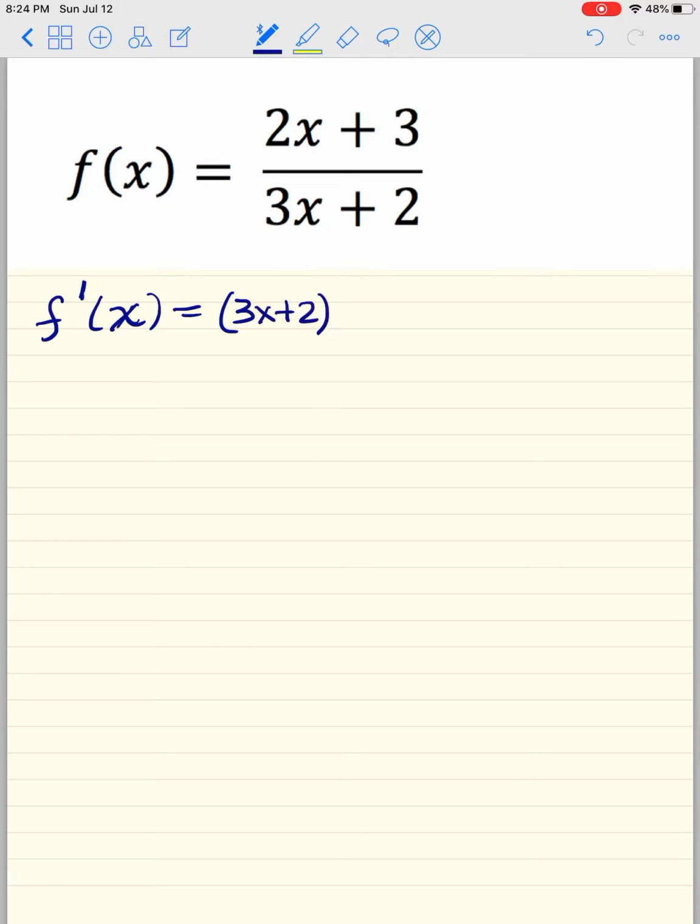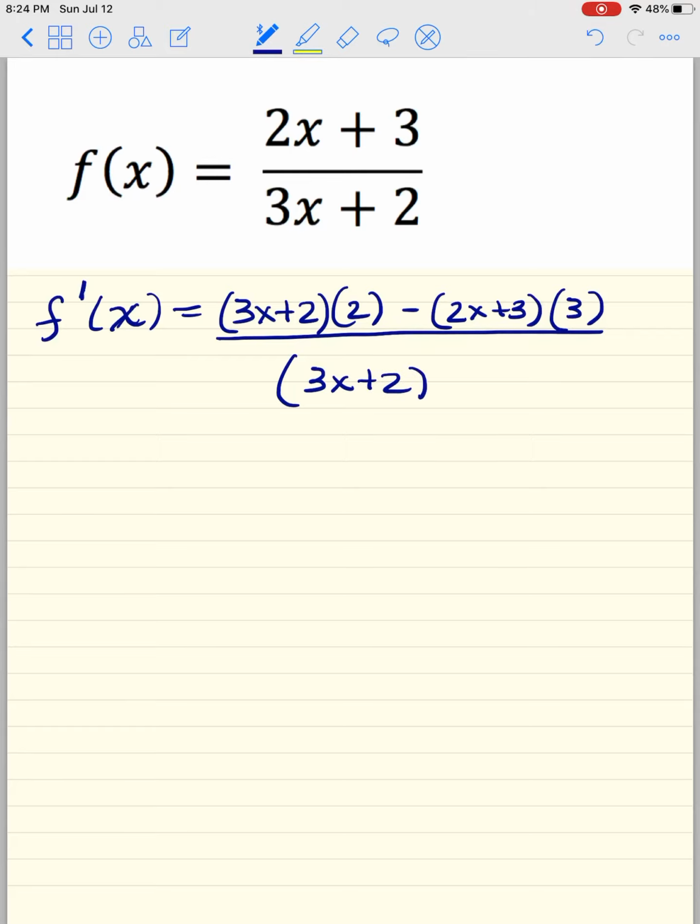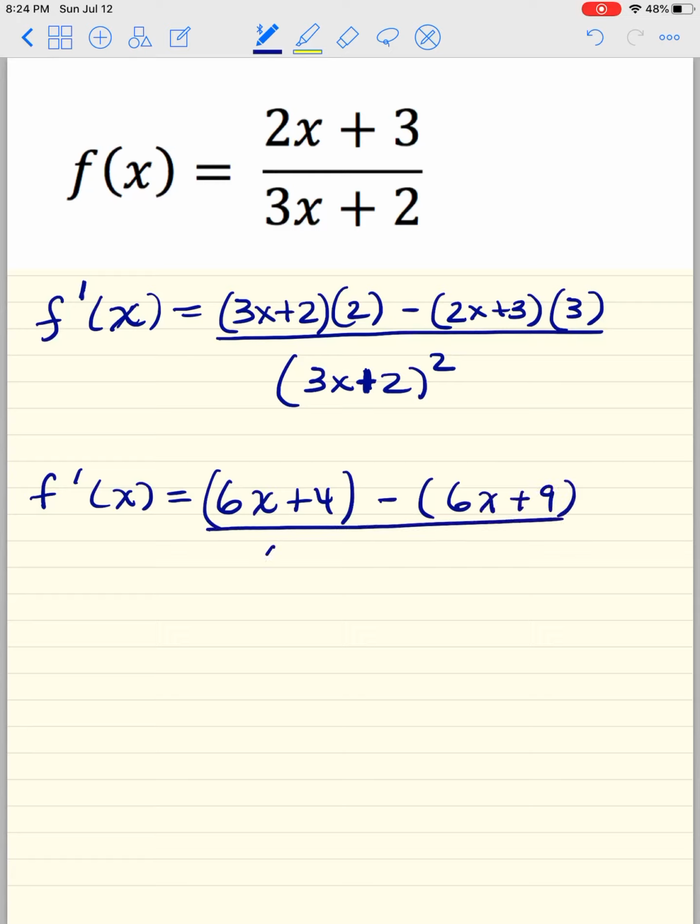denominator, keep the bottom, and then we're going to take the derivative of the top, which is 2. Minus, we're going to keep the top now and take the derivative of the bottom, which is just 3, all over the bottom squared. Now, we are going to clean up the numerator, and we're just going to keep the denominator as is. So we're going to have 6x plus 4 minus (6x plus 9), all over the denominator.